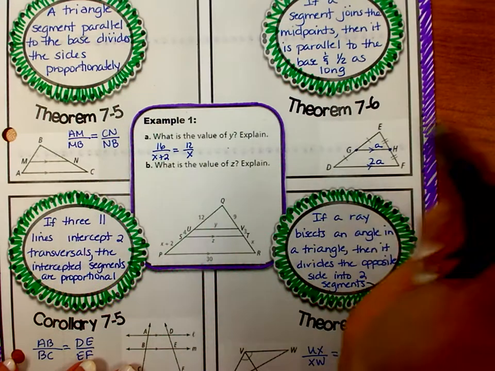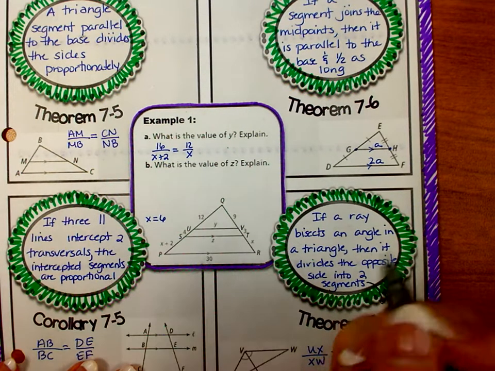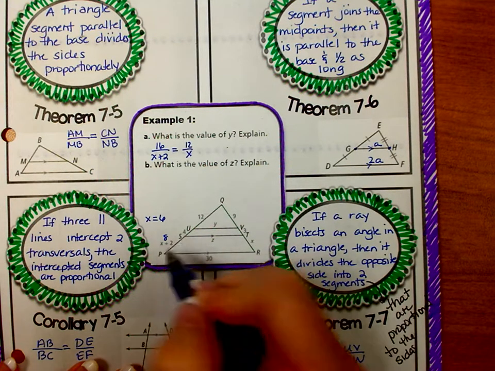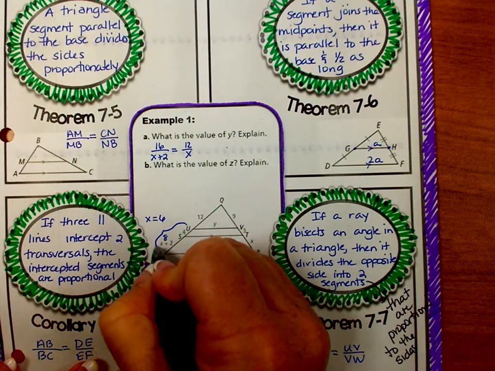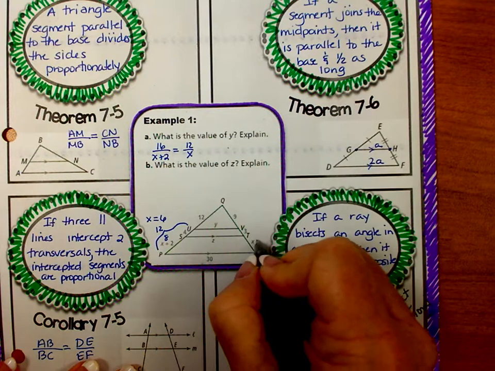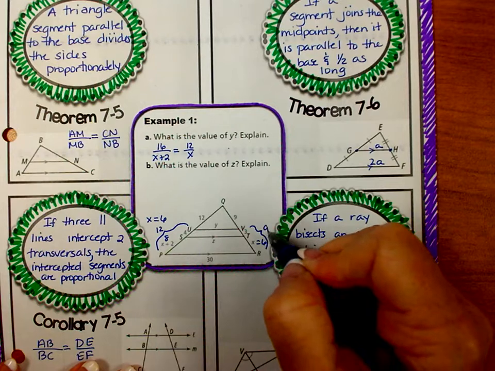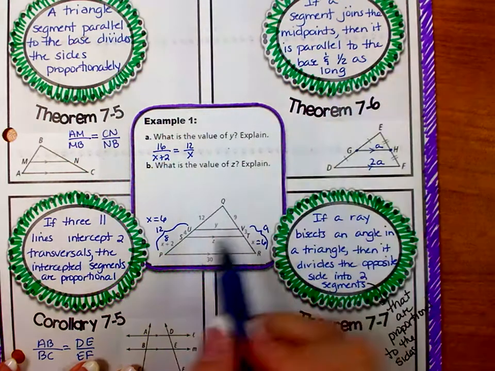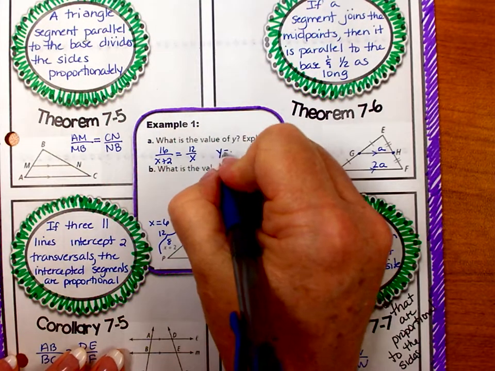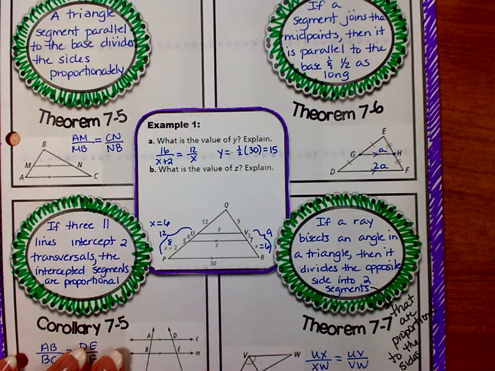Okay, so x is going to be equal to 6, so if x is equal to 6, then this right here is going to be 8, and 4 plus 8 is going to be 12. So we have 12 and 12. Over here, x is equal to 6, so we have 3 plus 6 is 9. So 9 and 9. So y is indeed a midsegment. So we can say that y is equal to half of 30, which equals 15.